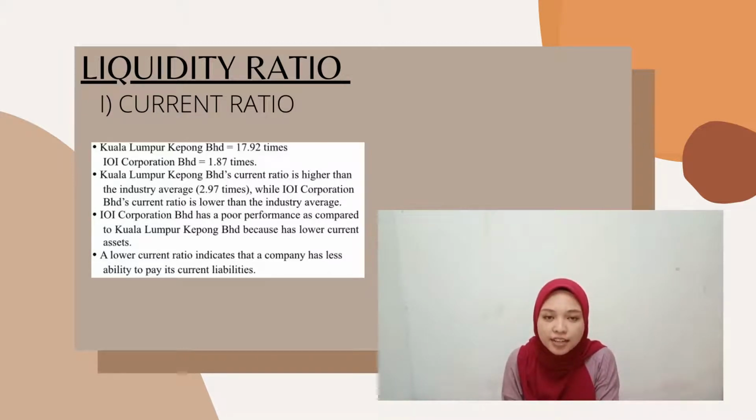These ratios for both companies show that IOI Corporation Berhad has a poor performance compared to Kuala Lumpur Kepong Berhad. It's because IOI Corporation Berhad has lower current assets as compared to Kuala Lumpur Kepong Berhad. A lower current asset indicates that a company has less ability to pay its current liabilities.